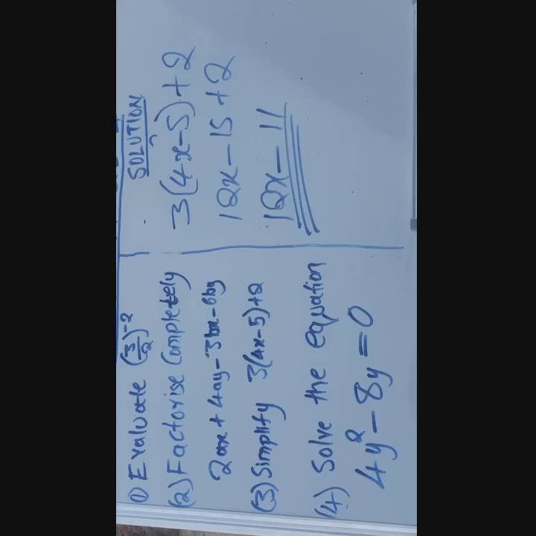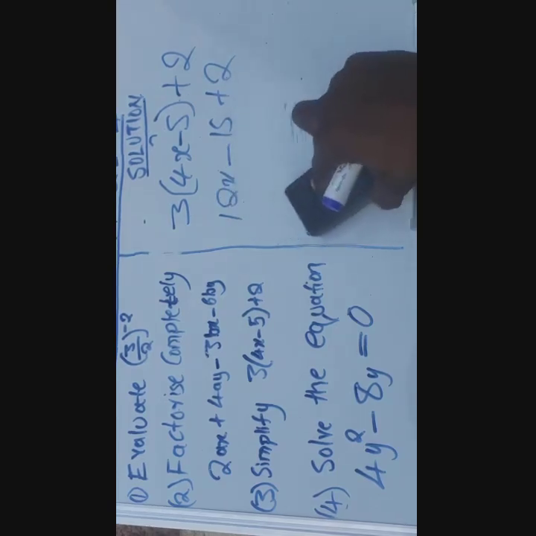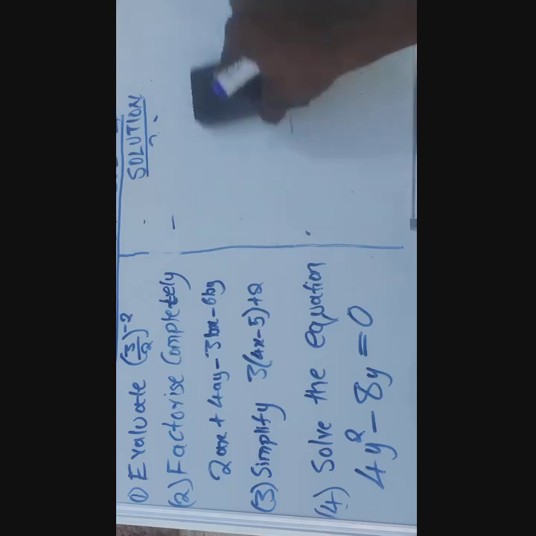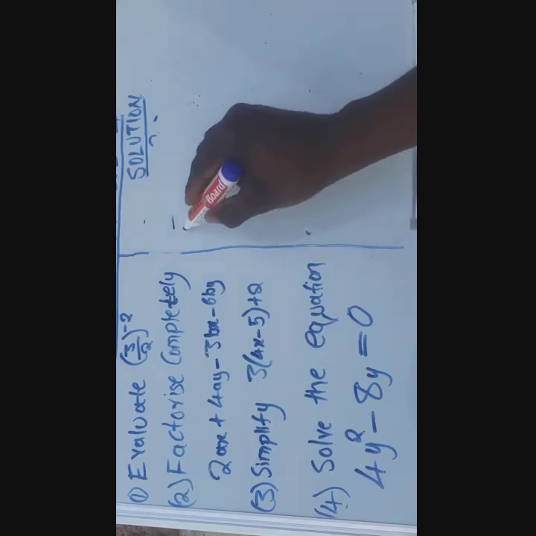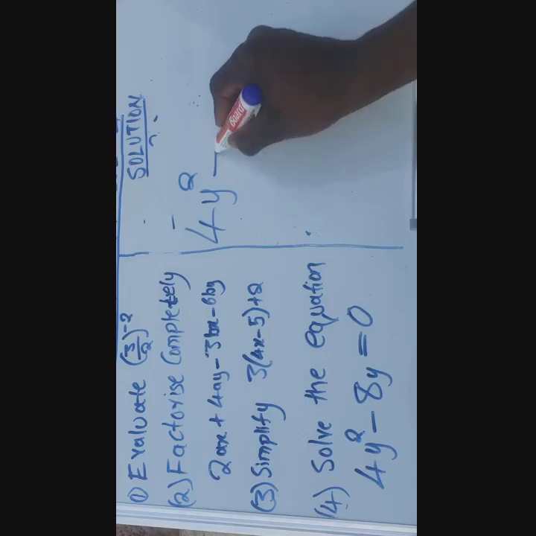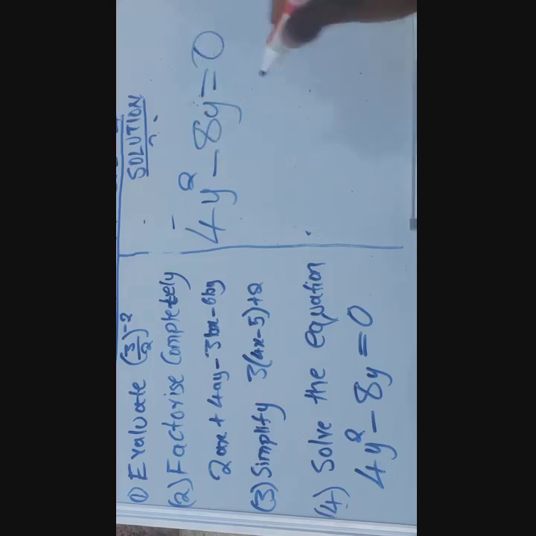All right, this is question 3. Let's go to question 4. So question 4, we've been told to solve the equation. Solve the equation 4y squared minus 8y is equal to 0. Okay, so we've been told to solve the equation.